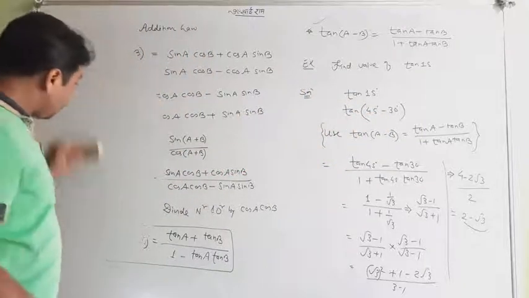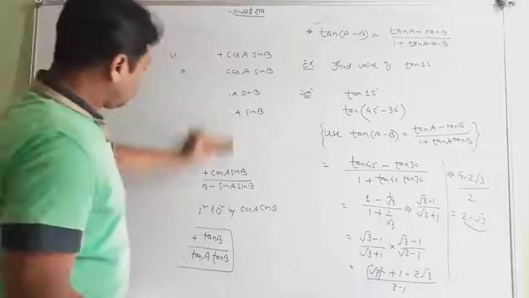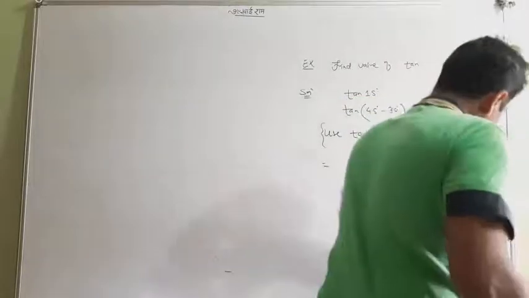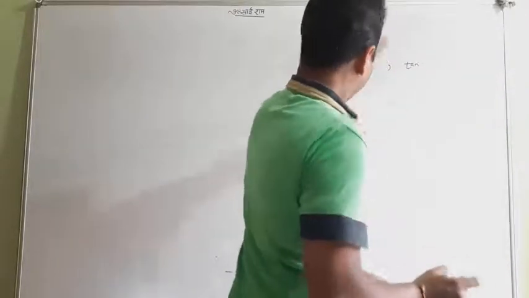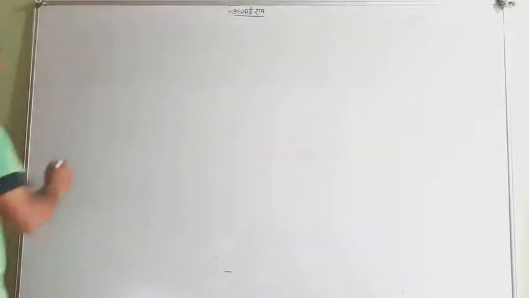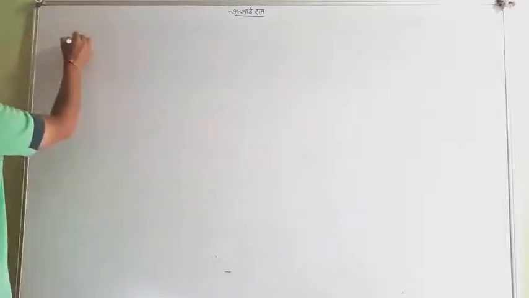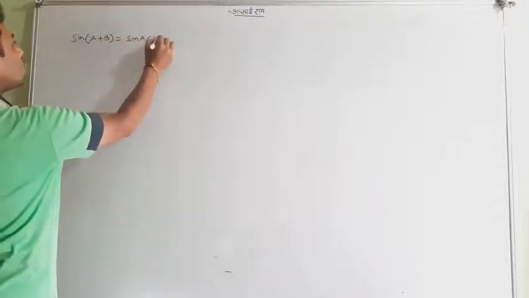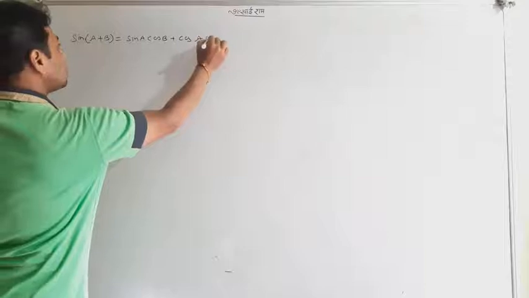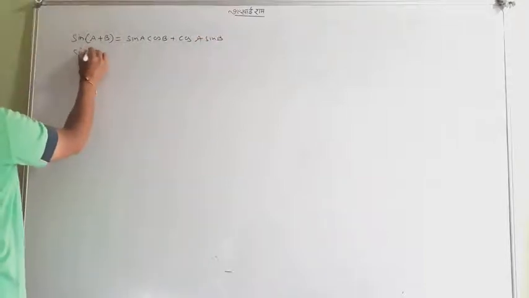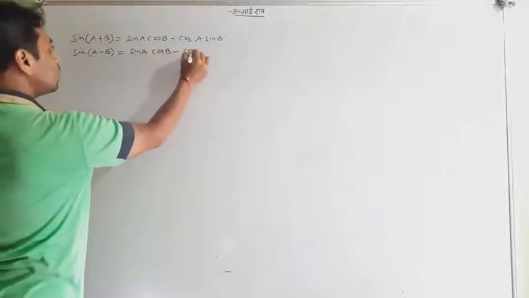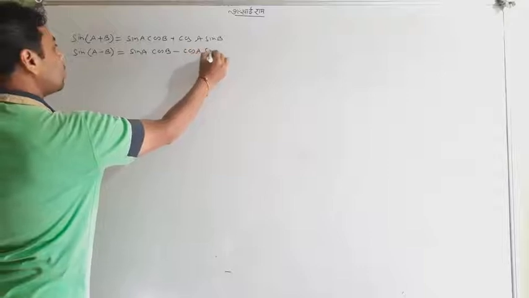Okay, let's look at the next. Now I will tell you some more formulas. Look at them one by one. The next is, we have a formula sin A plus B is equal to sin A cos B plus cos A sin B, and sin A minus B we have a formula. Recently we have seen these formulas, sin A cos B minus cos A sin B.